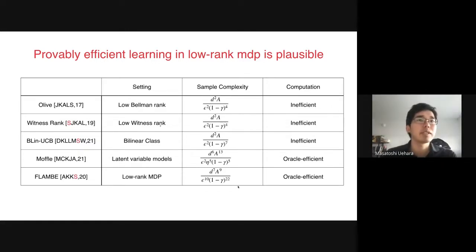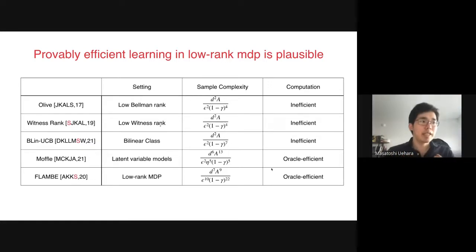So let me proceed. You can see the sample complexity is very bad, because d to the 7 and 1 over epsilon to the 10 is definitely not good. And these algorithms are computationally efficient in the sense that they are oracle efficient. Oracle efficiency is used to capture computational efficiency in bandits and also reinforcement learning.